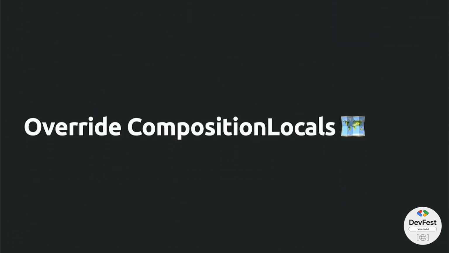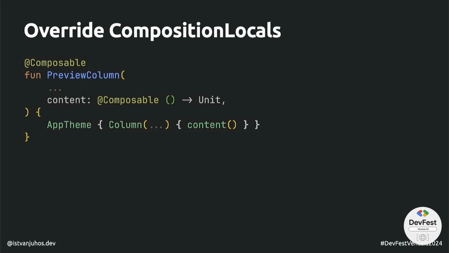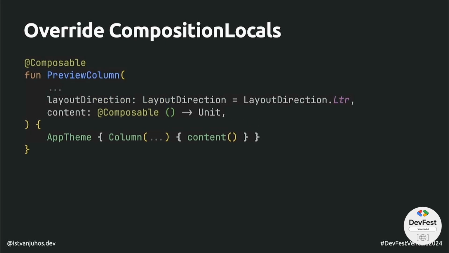And here comes that part when I said we could add anything pretty much there in these custom tools. So why not override composition locals then? Here's this small example, again, with this preview column, where we will add some content. And we could add, for example, the layout direction as a parameter there, so that we could easily preview our layouts in right to left and left to right situations.